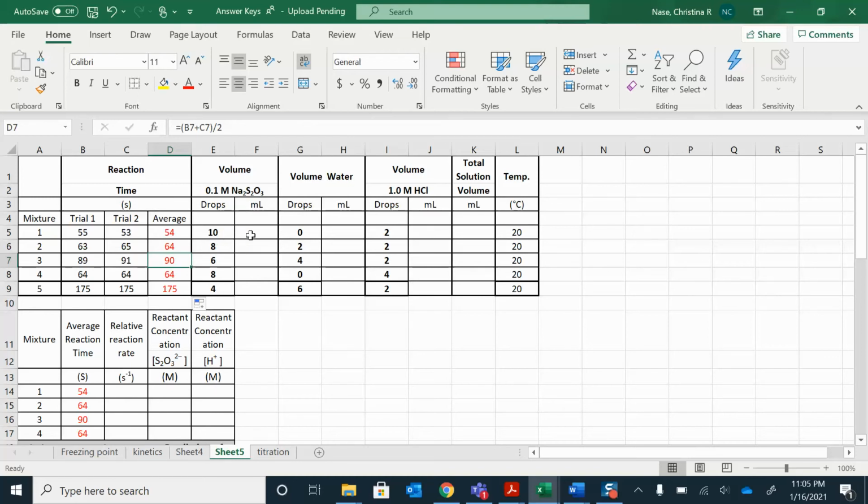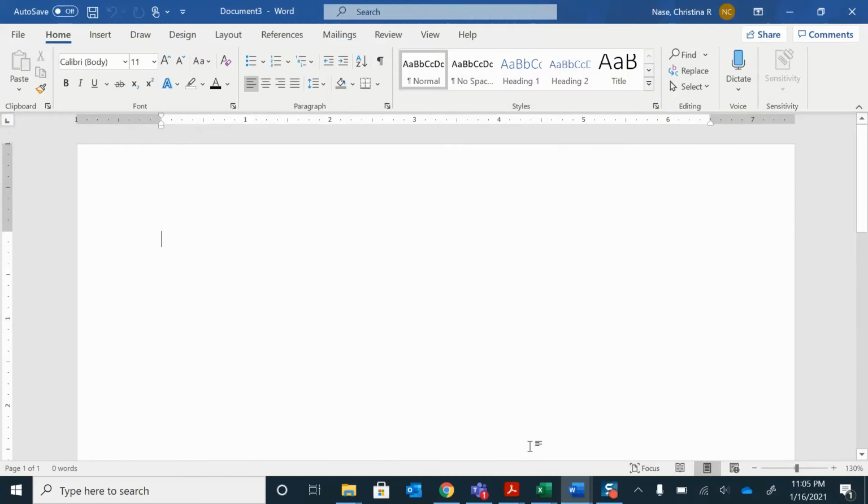The next part is to convert drops to milliliters. Remember, we weren't measuring out milliliters in this lab. We were measuring by drops because it was such a small volume. So the drop to mL conversion, let me just write that down for you. 20 drops is 1 milliliter. So 20 drops equals 1 milliliter.